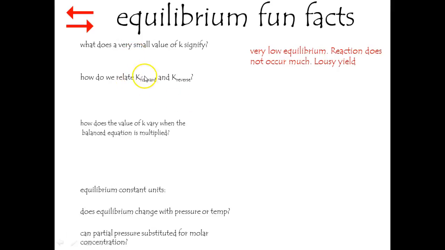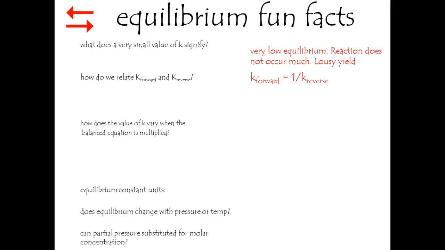How do we relate the forward rate constant and the reverse constant? Well, since we set it up as products over reactants, if you had the reverse reaction, they become inverted. So you can say that they have an inverse relationship.